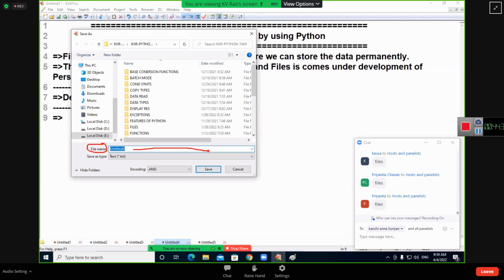Hard disk. What is the file name? First of all, it is the named location. It is one of the named locations in the secondary memory. Hard disk is nothing but which memory? Secondary memory. Hard disk is nothing but secondary memory.